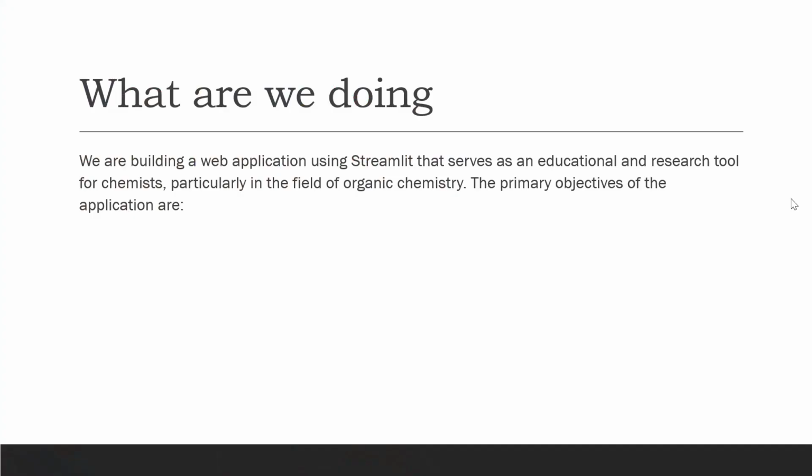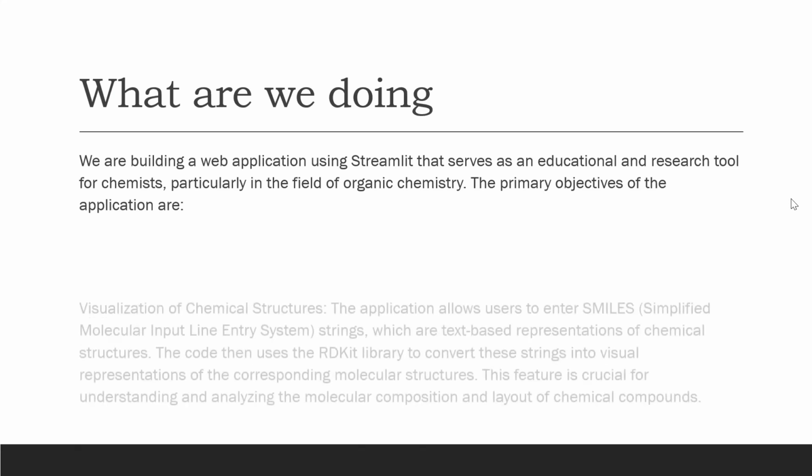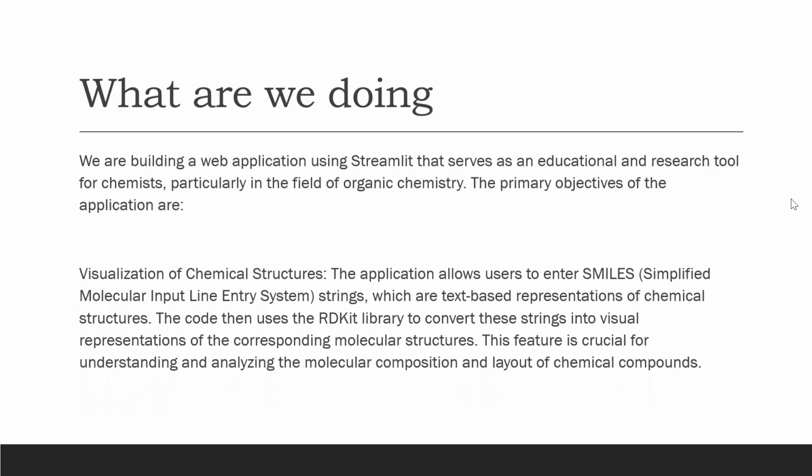So let's start. So what are we doing? We are building a web application using Streamlit and Python, of course, that serves as an educational and research tool for chemists, particularly in the field of organic chemistry. The primary objective of the application is visualization of chemical structures.